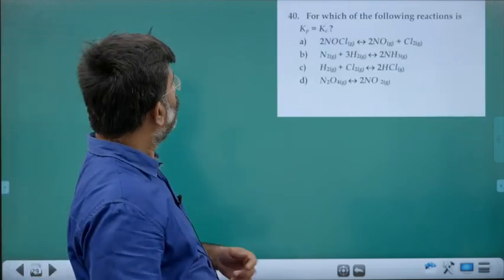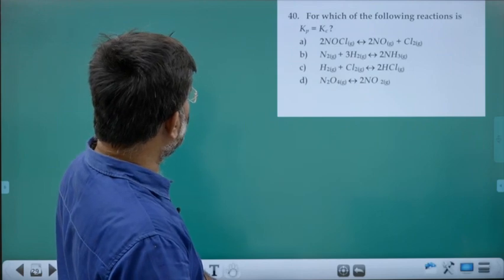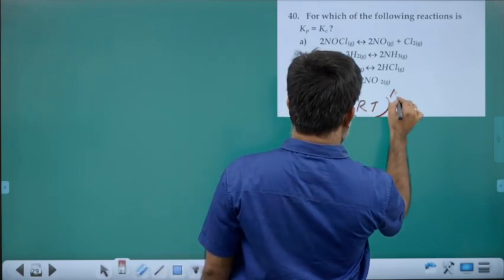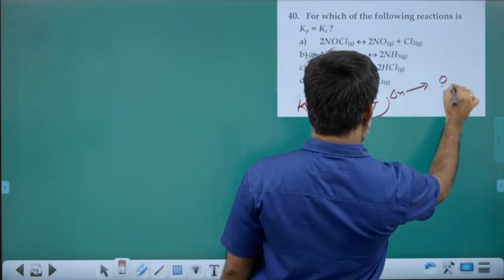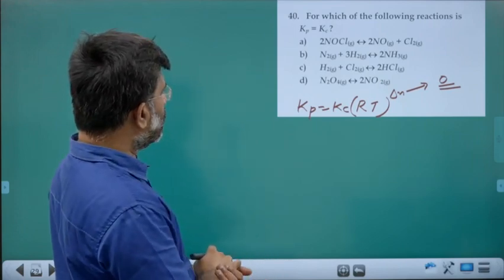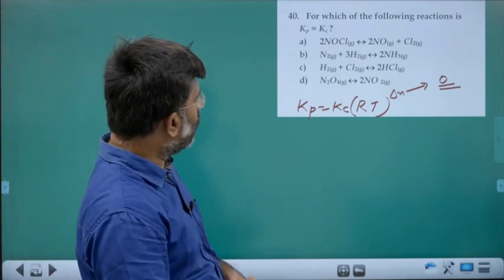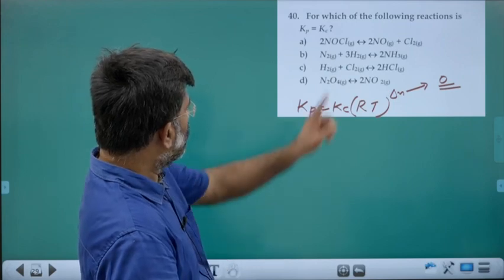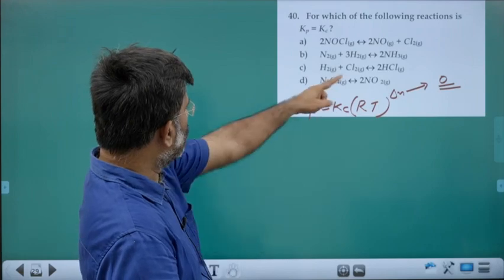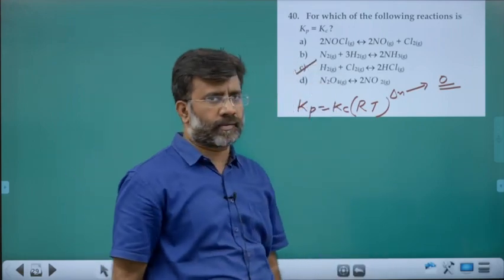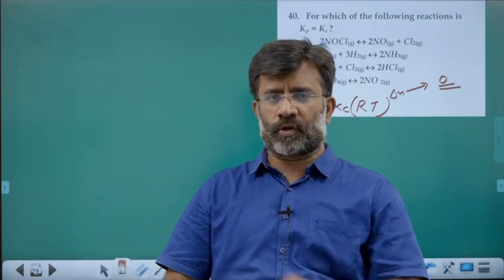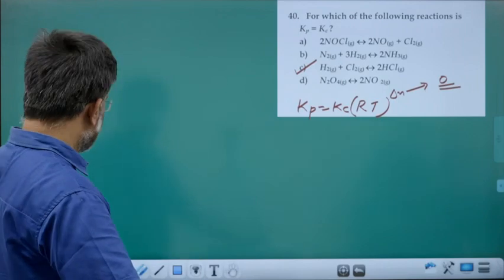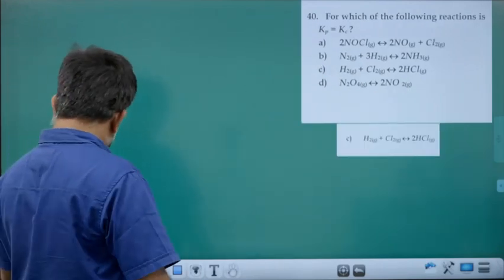Next one. For which do we have Kp equal to Kc? You see, Kp is equal to Kc RT raised to delta n. Now remember, when delta n is equal to 0, Kp is equal to Kc. First one, delta n, 3 plus 1, minus 2, so it is 1. Second one, 2 minus 4, minus 2. Third one, 2 minus 2, it is 0. Third choice is the correct answer. Product side, 2 moles. Reactant side, 1 plus 1, 2 moles. 2 minus 2, 0. So delta n is 0. Option C, exactly.